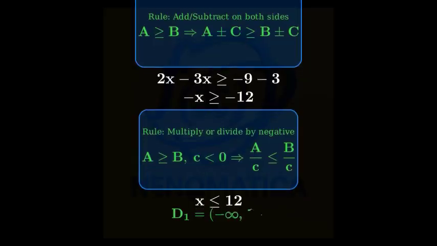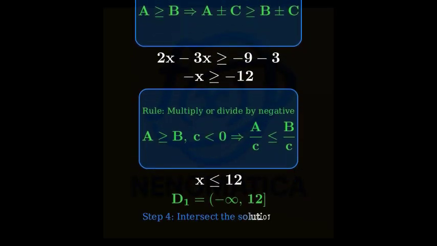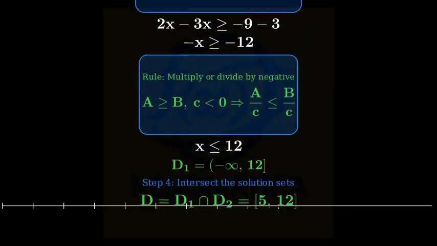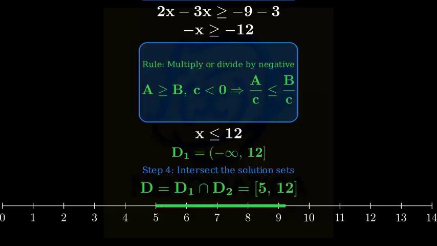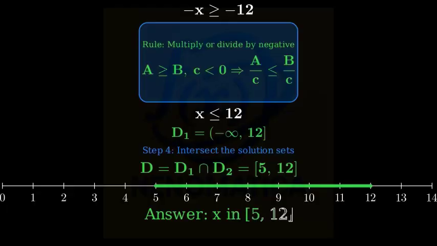Finally, intersect the two solution sets. The intersection of x greater than or equal to 5 and x less than or equal to 12 is the closed interval from 5 to 12. Quick challenge.